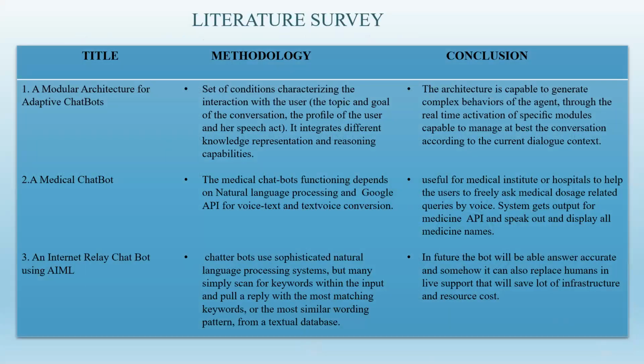Next, coming to the literature survey. In this, the first paper is a modular architecture for adaptive chatbots. In this, a set of conditions categorize the interactions with the users. The architecture is composed of different components. It mainly consists of a dialogue engine, a dialogue analyzer to analyze things, and the corpus. The dialogue engine is nothing but a module of the dialogue which has its own peculiar features that make it different from the other modules.